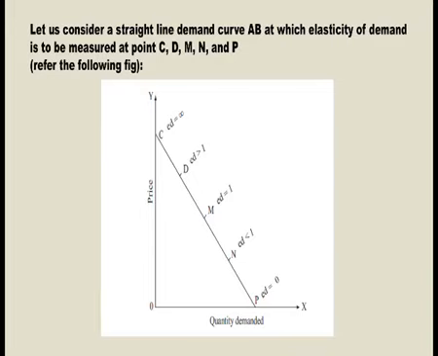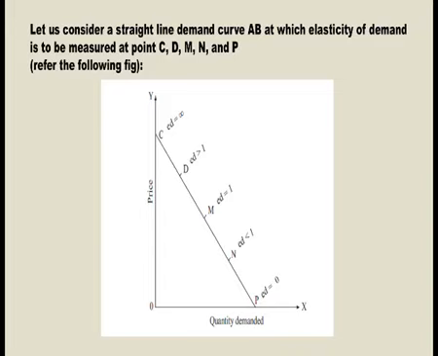You can see that at point A, the elasticity of demand will be equal to 1. It is also mentioned that at point A, the elasticity of demand is equal to 1. How? In a straight line demand curve, different points are marked. It is marked as C, D, M, N, P. At these points, we can measure the elasticity of demand.